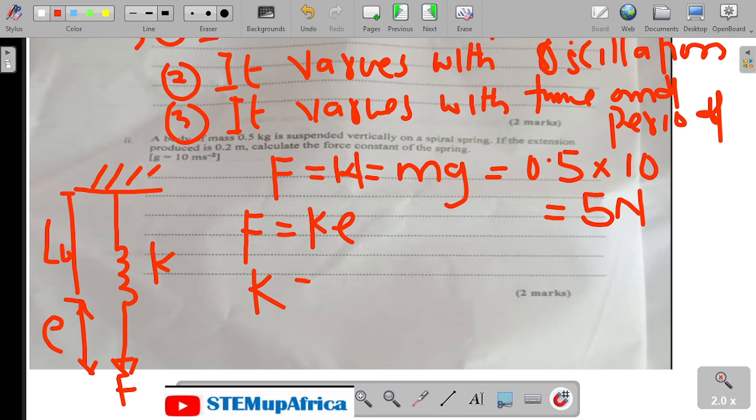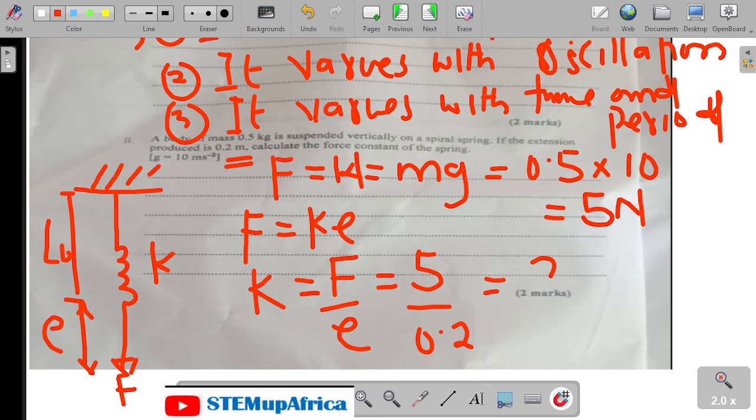So my K now, which is the force constant, is F over E, which is 5 divided by 0.2, which is the extension here. We are going to have 25 Newton per meter. That is now the value of the force constant. So with that, we've answered the whole of question 1 correctly.